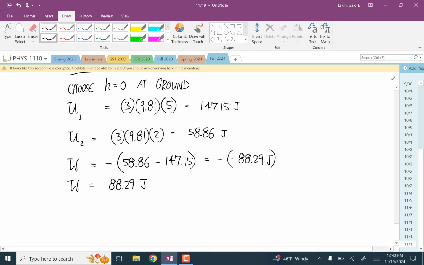which is what we got doing the calculation the other way. Does it make sense that work is positive as this object goes from a higher height to a lower height? Well, the object's velocity is down, right? Gravity is applying a force that's in the same direction as the velocity, and so that should increase the object's energy. And that's what this says.